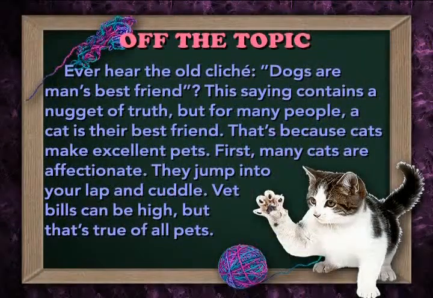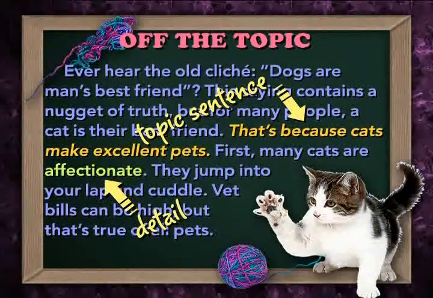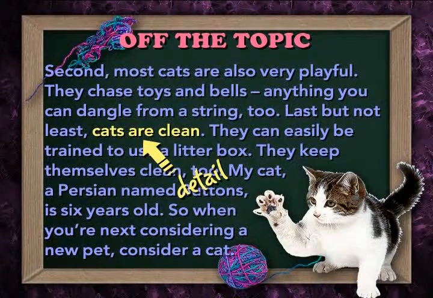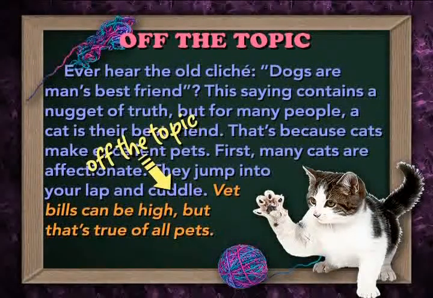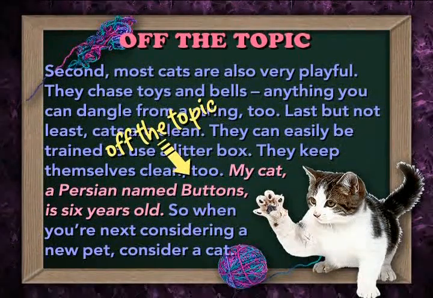In this particular paragraph, the topic sentence is, "That's because cats make excellent pets." So what you're going to do is find all of the details about cats being excellent pets. For example, they're affectionate. Well, that shows how they're excellent pets. They're clean. That shows how they're excellent pets. The two sentences that jump out because they don't show how cats are excellent pets are, "Vet bills can be high, but that's true of all pets. And my cat, a Persian named Buttons, is 6 years old." Because those two sentences do not show how cats can be excellent pets.